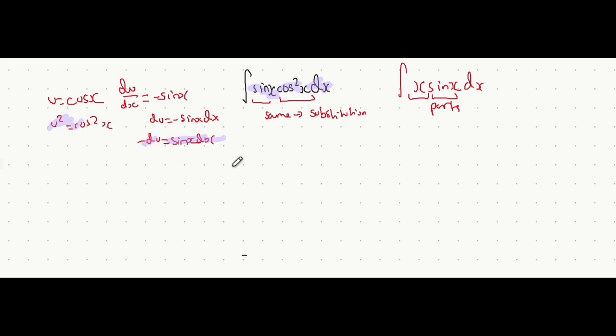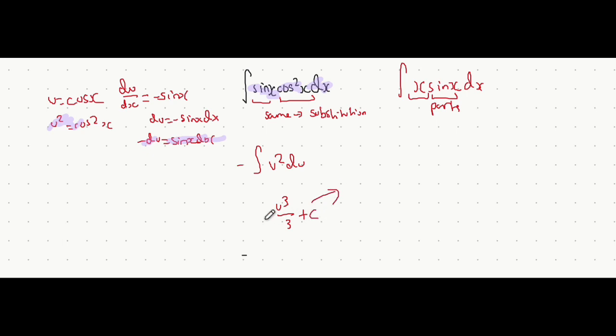So let's do that. We get the integral of minus u squared du. And that's a lot easier to integrate now. So you add 1 to the power and you divide by the power, remembering to include the constant at the end, so that's minus u cubed over 3. And you also have to remember to, like I said, include the constant at the end.